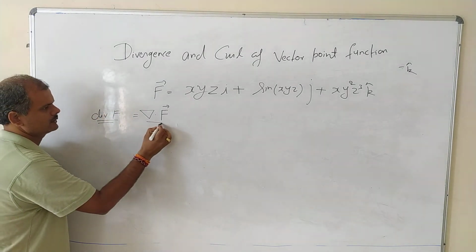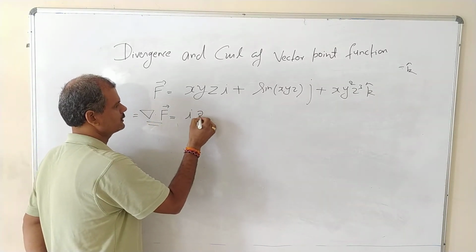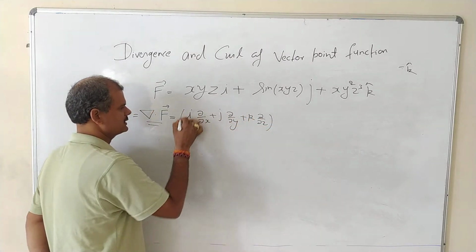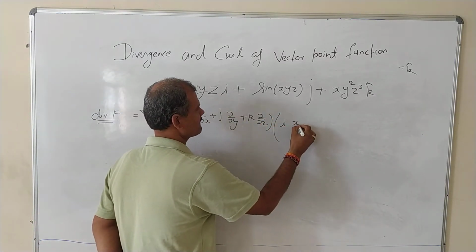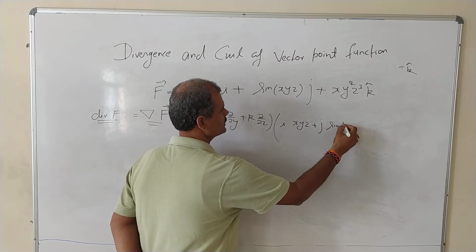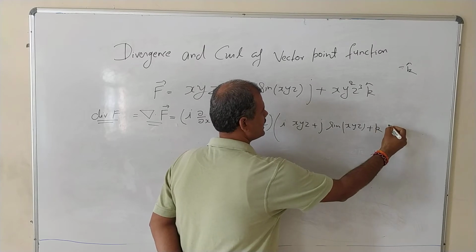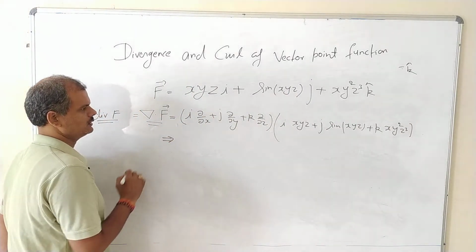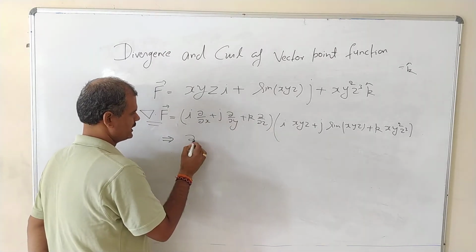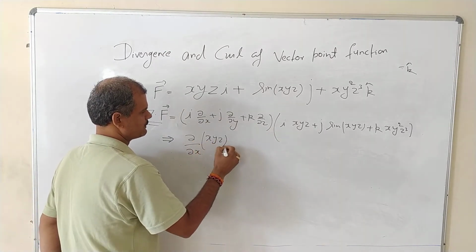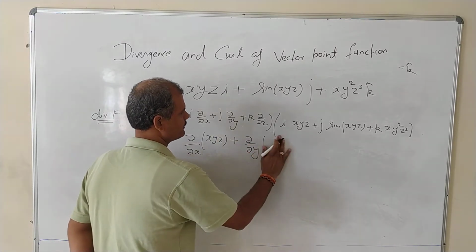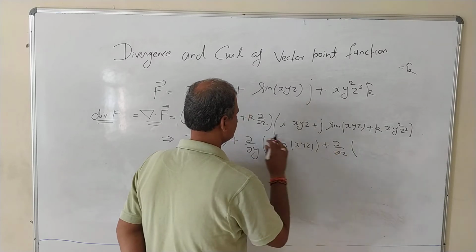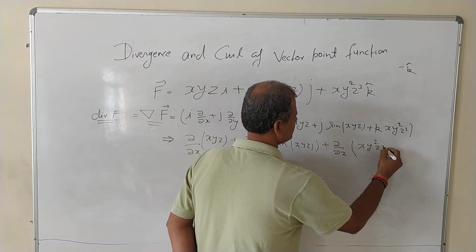So this will be i ∂/∂x plus j ∂/∂y plus k ∂/∂z dotted with i into xyz plus j into sin(xyz) plus k into xy²z³, right? So i into i gives the term ∂/∂x of xyz, plus j into j gives ∂/∂y of sin(xyz), and ∂/∂z will be of xy²z³.